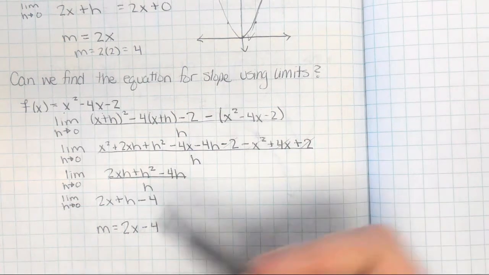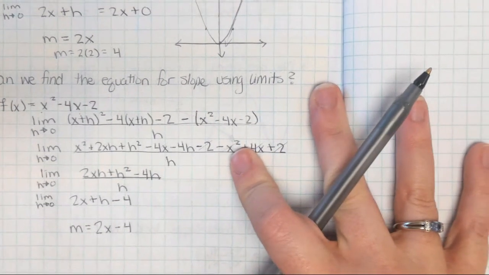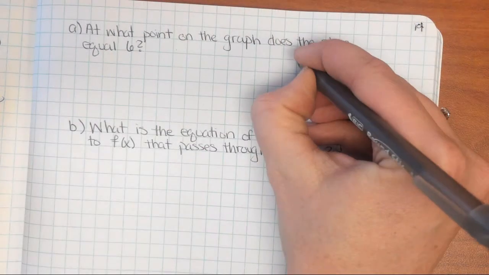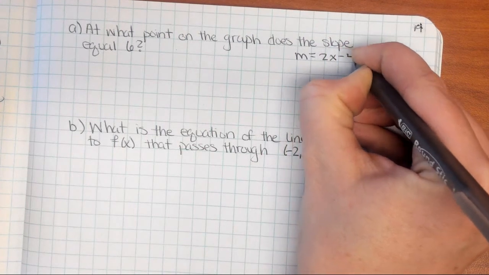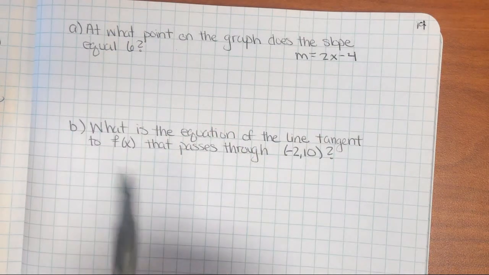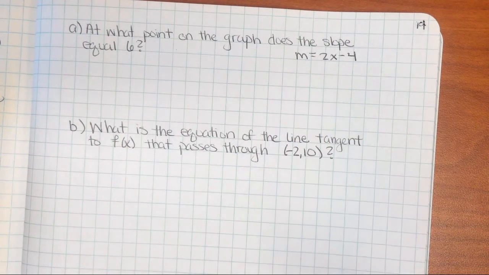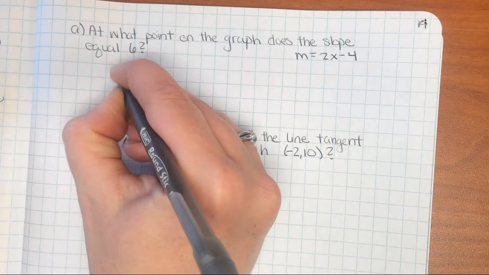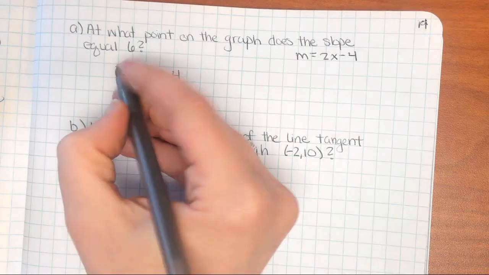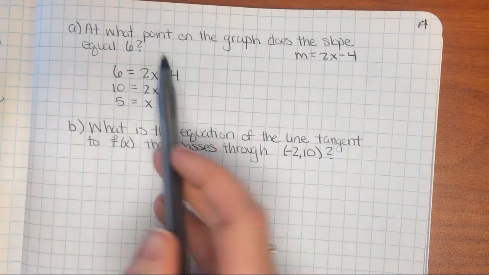Okay? So using this slope equation, I have two questions over off to the side here. And I'll rewrite it just so that we have it again. Remember, m equals 2x minus 4. It says, at what point on the graph does the slope equal 6? Well, it's telling me the slope is equal to 6. So that means I want to replace m with 6 because I'm solving for the x value. So 6 is equal to 2x minus 4. You're just going to solve. So 10 is equal to 2x. Therefore, 5 equals x.